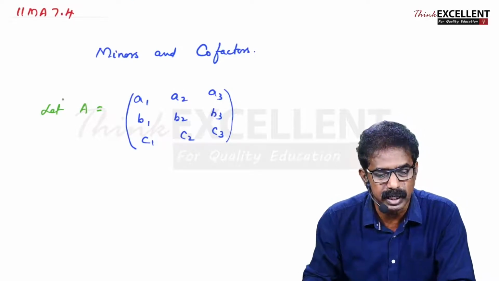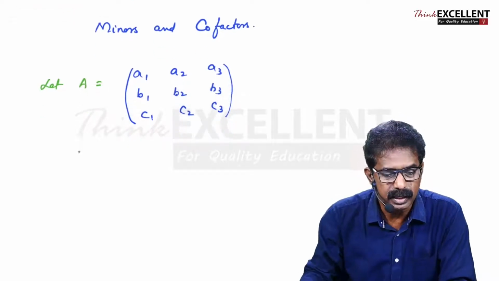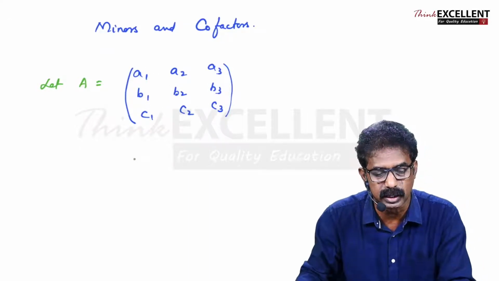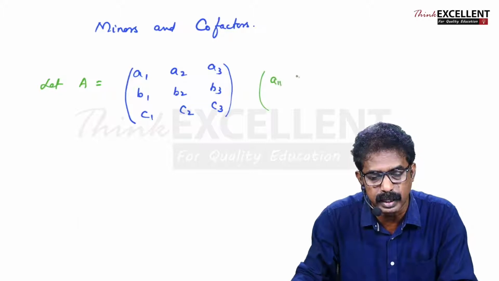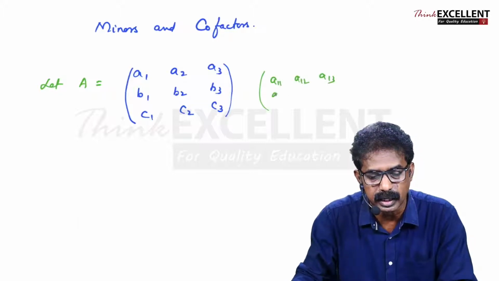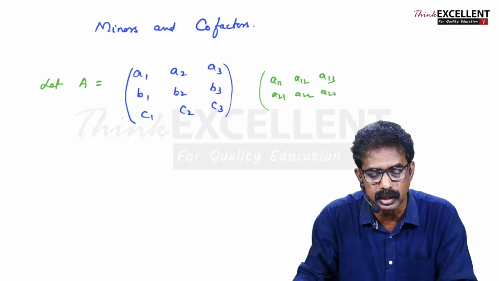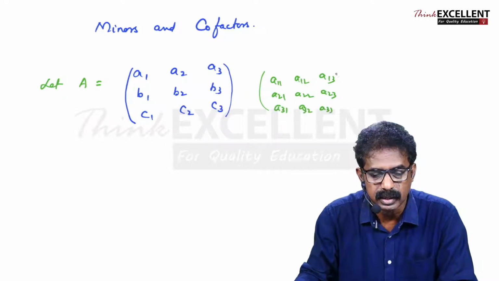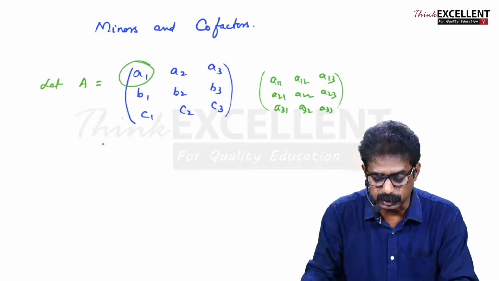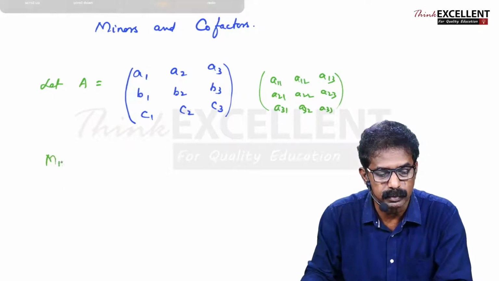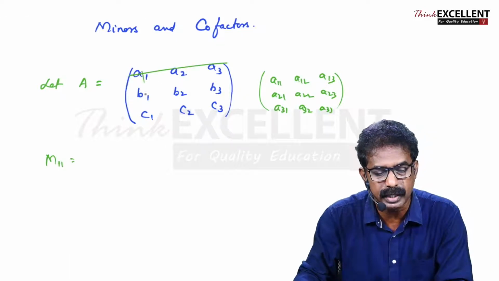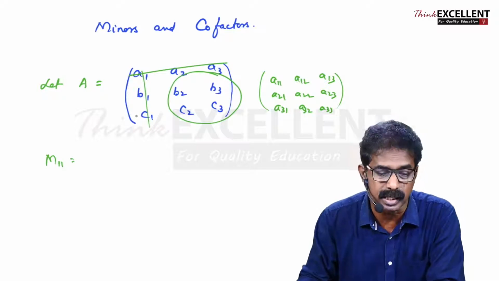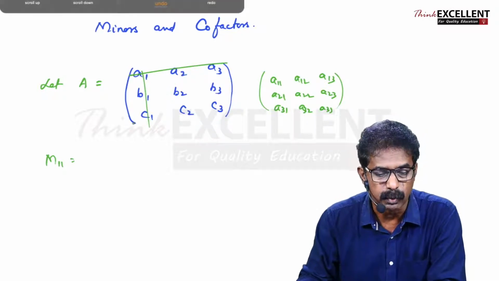So minor, suppose A is a 3 by 3 matrix. Minor, we denote it as minor of A1. A1 is the first position. You know the positions: the first row is A11, A12, A13, then A21, A22, A23, then A31, A32, and A33. So the minor of the element in the first position, we denote as M11. What you do now is leave that row and that column, take the remaining part, write it as a determinant and simplify. That is the minor of A1.